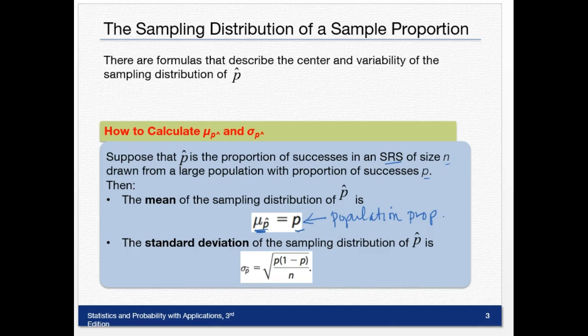Now to get the standard deviation of the sampling distribution of p hat, there is a formula. So notice what it is. It's the square root of p times 1 minus p, divided by n, which is our sample size. And p will be given to you. The population proportion is given. You'll see that as we do a problem. But write these formulas down. We'll come back to them in a minute.